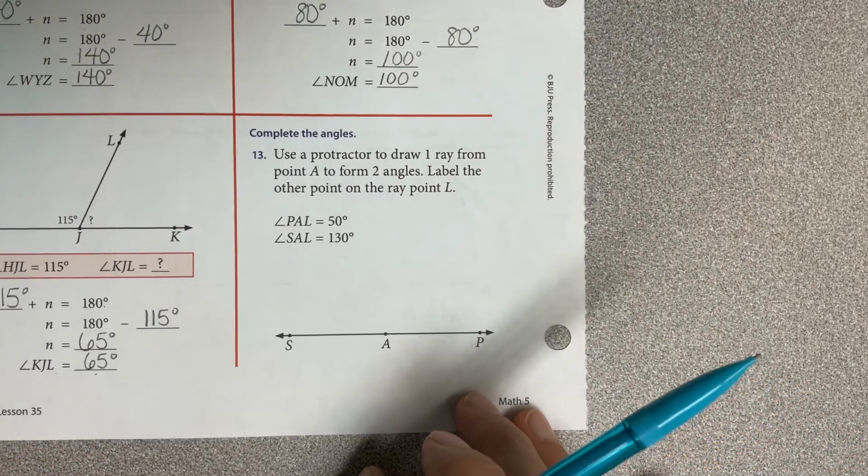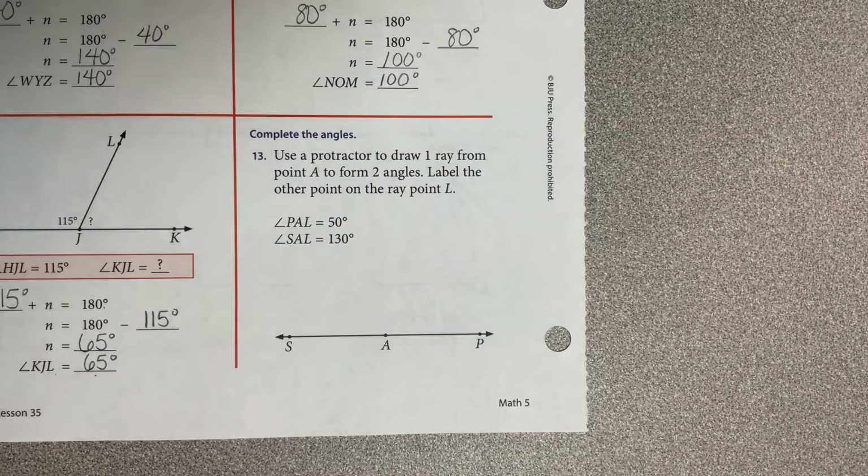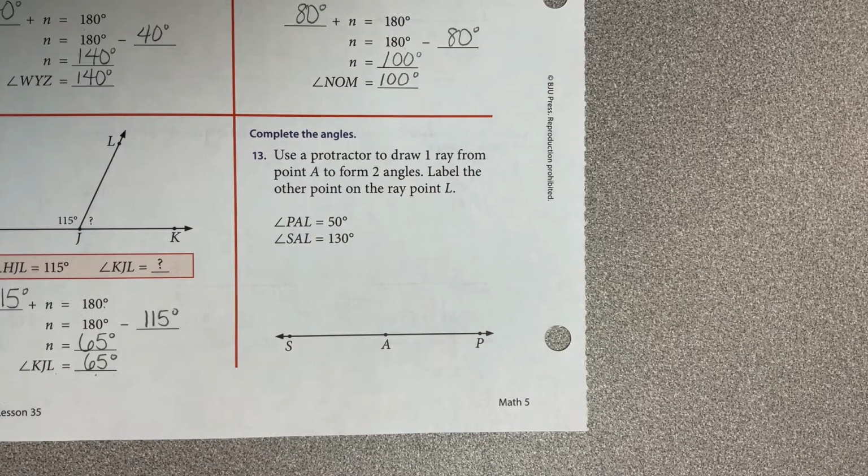Number 13, we're going to complete the angles and use a protractor to draw one ray from point A to form two angles. Then we're going to label the other point on the ray point L. So we're going to have PAL and SAL. So angle PAL, P-A-L, is going to be 50 degrees, and angle SAL, S-A-L, is going to be 130 degrees.